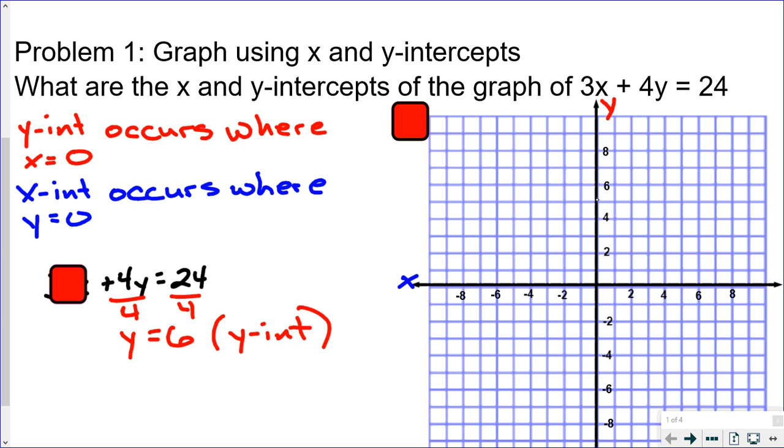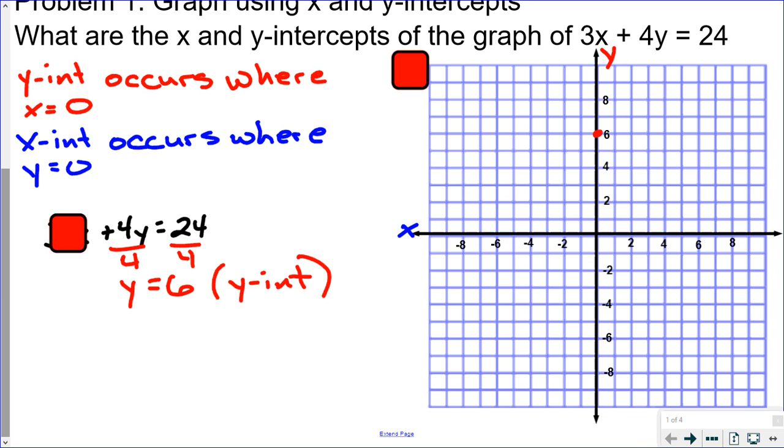So it crosses the y-axis at 6, right there. Okay, now let's do the same thing for the x-intercept. So let me write the equation again. 3x plus 4y equals 24.